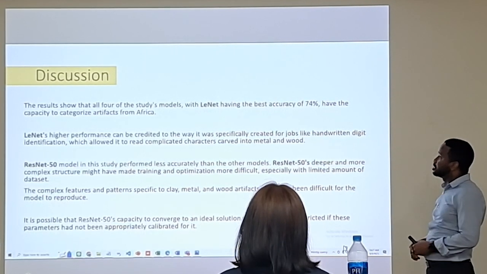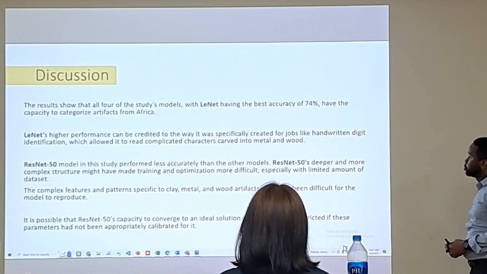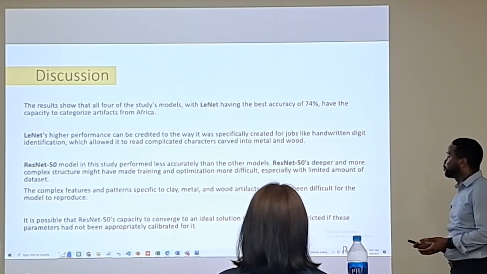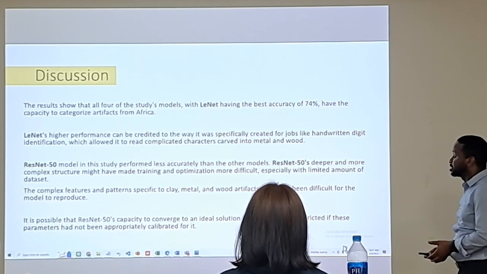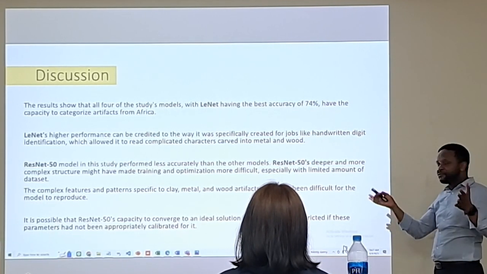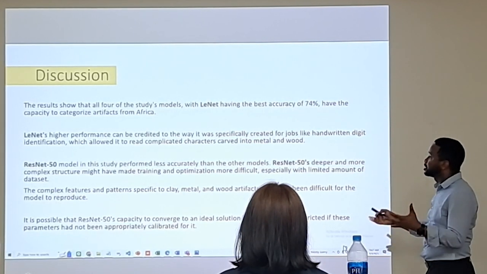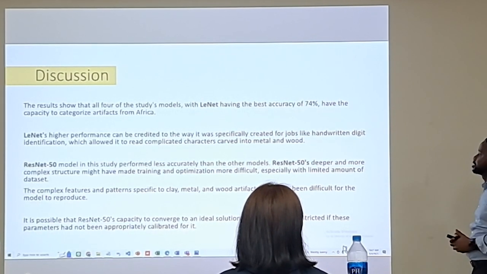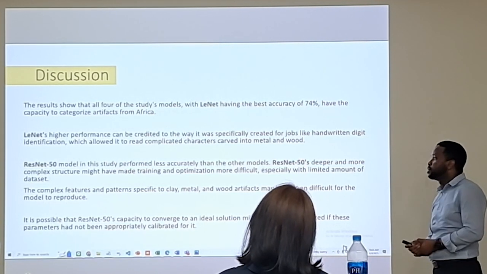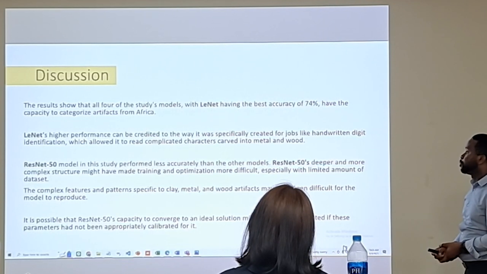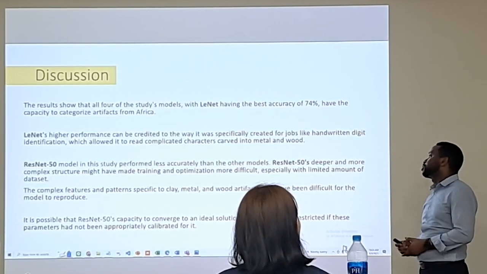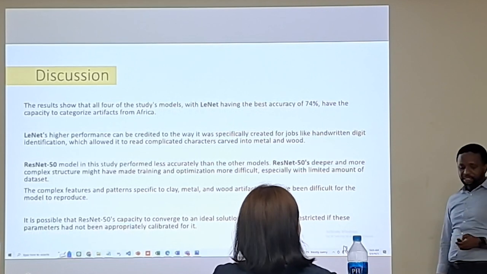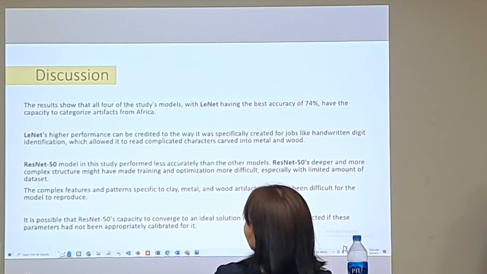And the ResNet 50 model in this study performed less accurately than the other models. ResNet 50's deeper and more complex structure might have made training and optimization more difficult, especially with a limited amount of data. Maybe because I didn't have enough data for ResNet 50, it didn't show high accuracy. And the complex features and patterns specific to clay, metal, and wood artifacts may have been difficult for the model to reproduce. It is possible that ResNet 50's capacity to converge to an ideal solution might have been restricted if its parameters had not been appropriately calibrated.